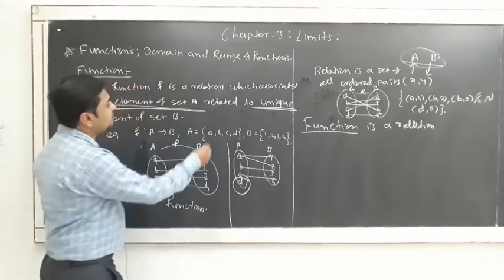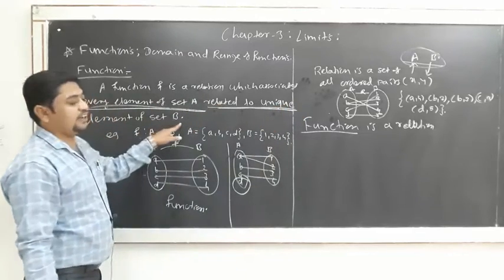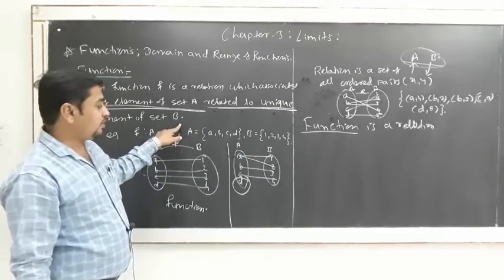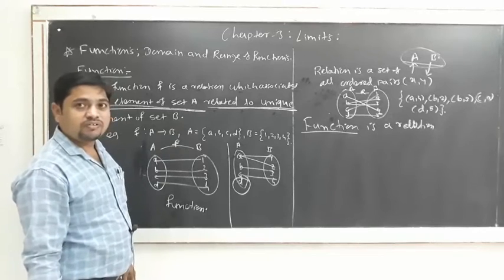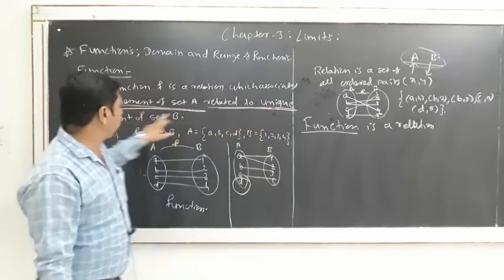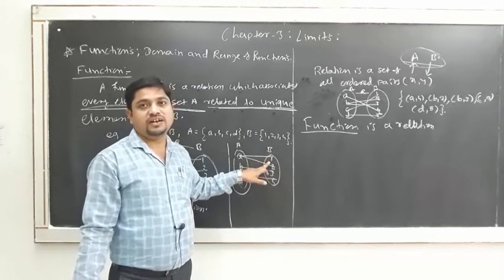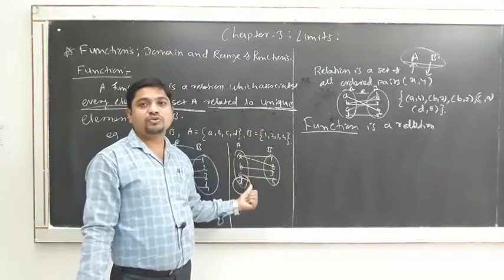Also, the second condition does not hold. That is, the unique element of set B, this condition holds. Is A related to a unique element? No. A is related to 2 elements. That means the second condition also does not hold.